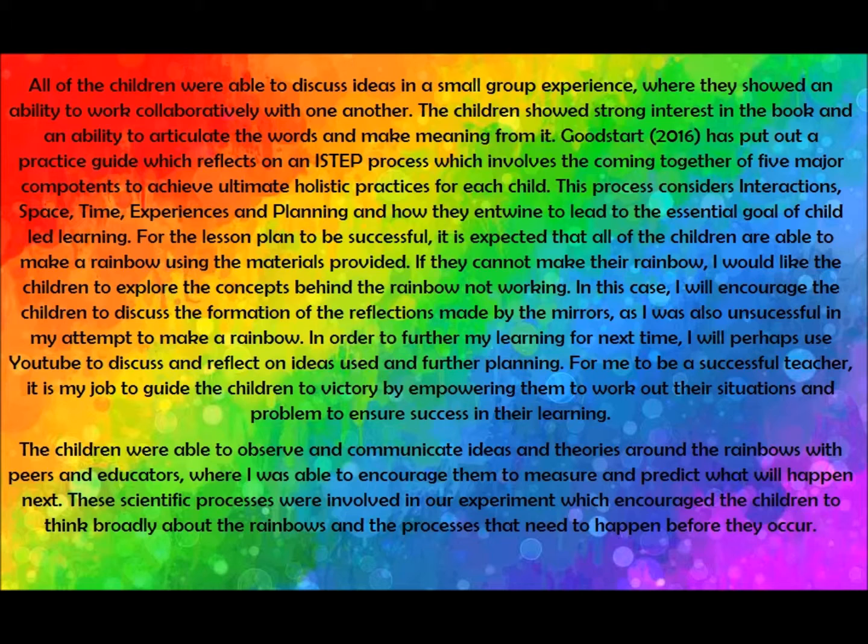Good Start has put out a practice guide which reflects on a five-step process which involves the coming together of five major components to achieve ultimate holistic practices for each child. This process considers interactions, space, time, experiences and planning, and how they intertwine to lead to the essential goal of child-led learning. For the lesson plan to be successful, it is expected that all of the children are able to make a rainbow using the materials provided.